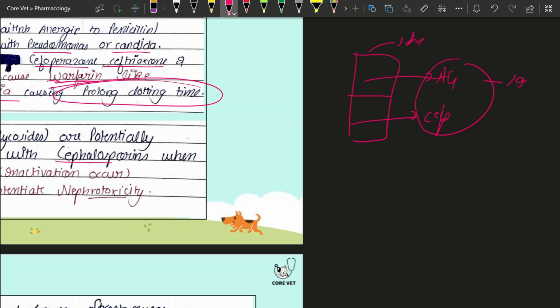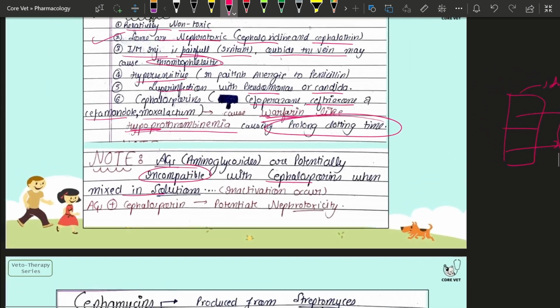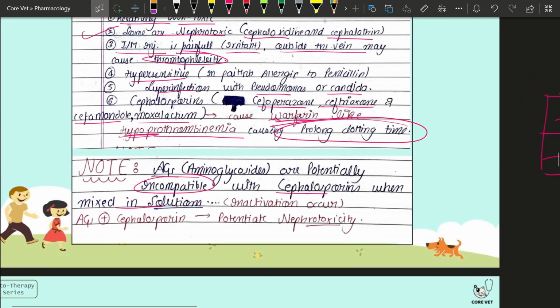Okay, so always when you're giving the aminoglycoside along with the cephalosporin, you should keep those particular drugs in a separate syringe and apply them separately. You should remember this point. It is of clinical importance, right? Remember that the aminoglycoside and the cephalosporin should not be injected through the same syringe, but through different syringes, because it will lead to inactivation, right?